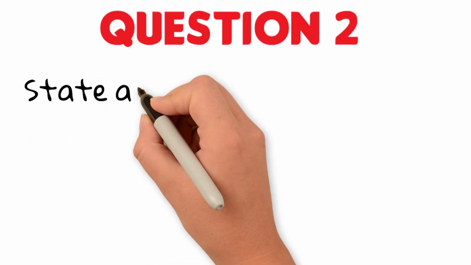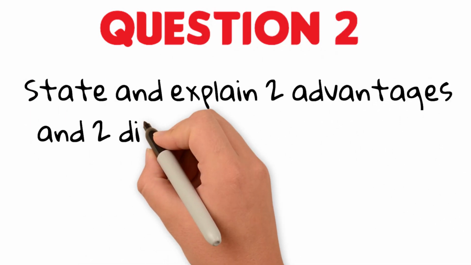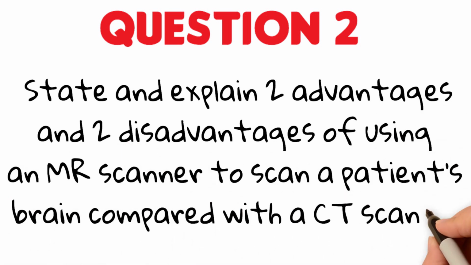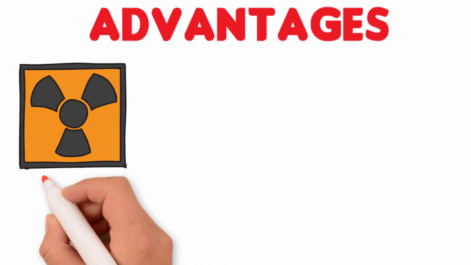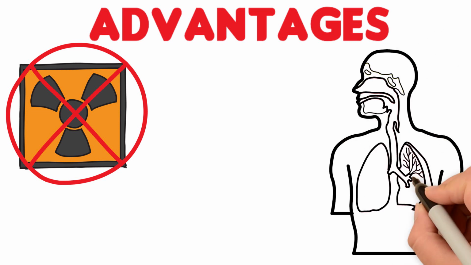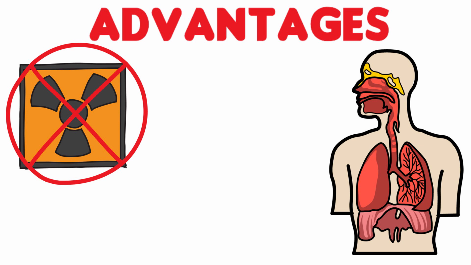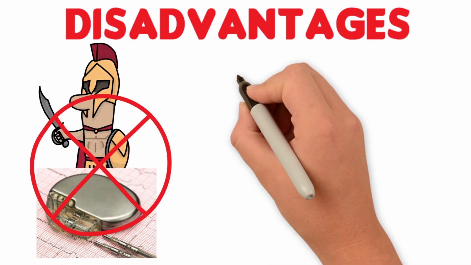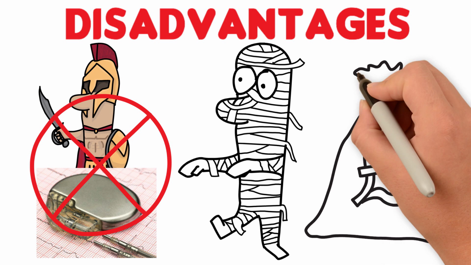Question number 2. State and explain 2 advantages and 2 disadvantages of using an MR scanner to scan a patient's brain compared with a CT scanner. For advantages, any of the following answers would be correct. MRI does not involve ionizing radiation and has no harmful effects. It is better at distinguishing soft tissue than CT. And it can show 3D and cross-sectional images. Any of the following disadvantages would also give you a mark. MRI cannot be used if the patient has a metal implant, for example a pacemaker. The patient might have to lie still for up to an hour, and it is also very expensive.